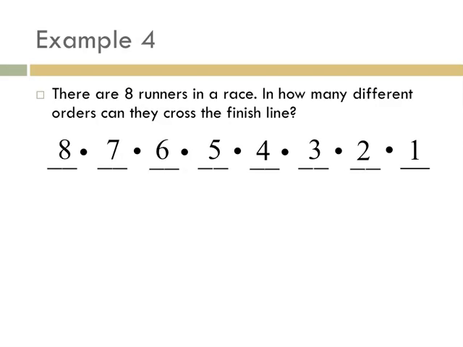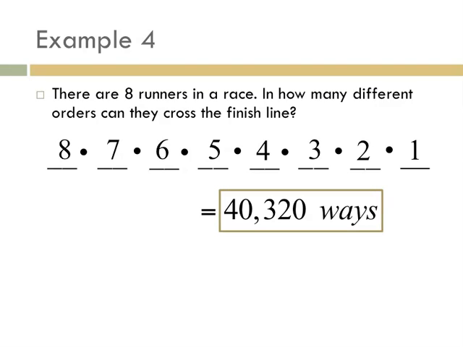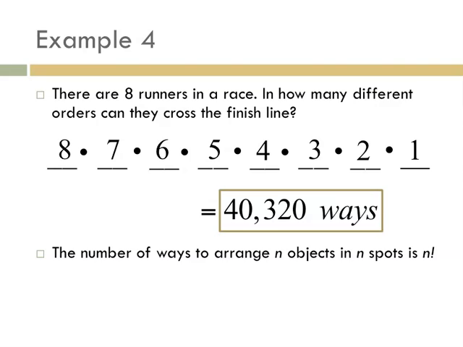So this looks like what? It looks like 8 factorial, right? All right, so this comes out to be 40,320. And the number of ways to arrange n objects in n spots is n factorial. We had 8 runners, we had 8 spots to fill, and to find the number of ways to arrange those runners, it was 8 factorial.